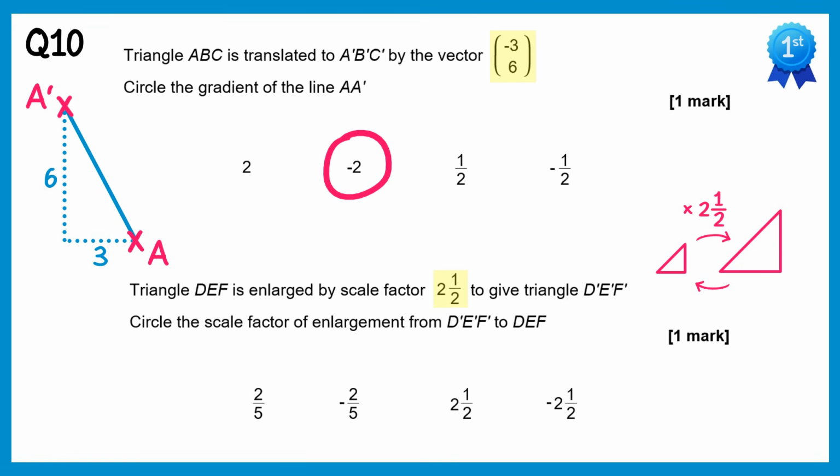Well, let's rewrite 2.5 as an improper fraction. 2 times 2 is 4, and then add 1 is 5, so it's the same as 5 over 2. So going backwards in the opposite direction, you'd multiply by its reciprocal, which is just 2 over 5. So the answer to this question is 2 over 5.